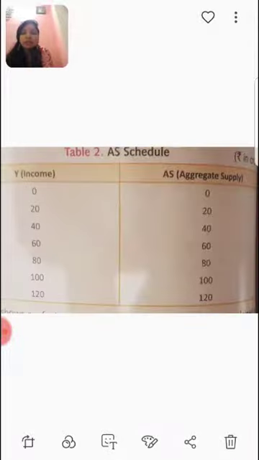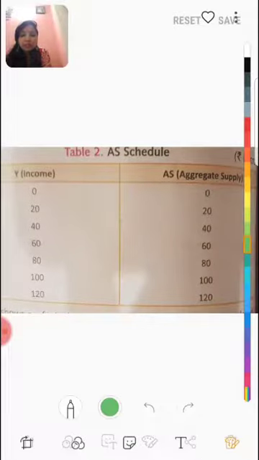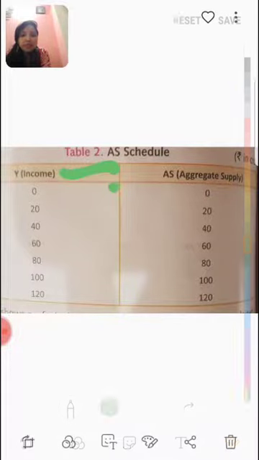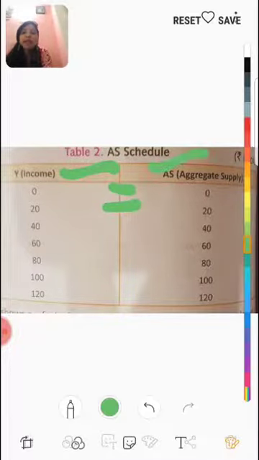Okay, so here is the AS schedule, the table of AS. When income is 0, AS is also 0. Suppose we are not selling anything, so there is no income. When income is 20, AS equals 20. Income is 40, AS is 40. Again 60, AS is 60. Income is 80, AS is 80. Income is 100, AS is 100. It means it is showing that income equals AS, aggregate supply.